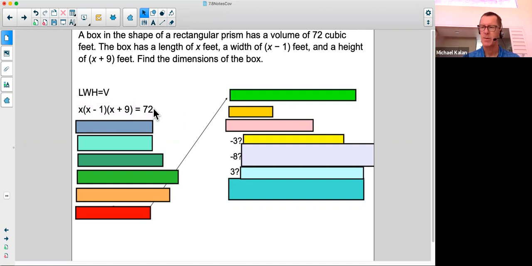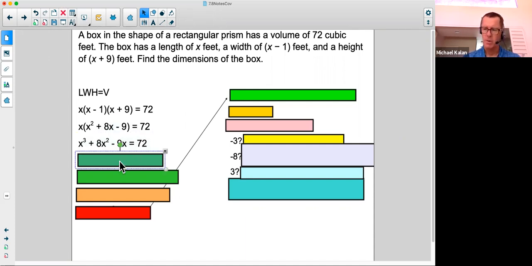Too bad it's not set equal to 0. This would be such an easy problem. But of course, you're never going to have a prism with a volume of 0 or anything with a volume of 0. So we got to multiply out. So I multiplied these two together first, and then I'm going to distribute the x. I'm going to bring the 72 over, right? Okay, how might you group these?